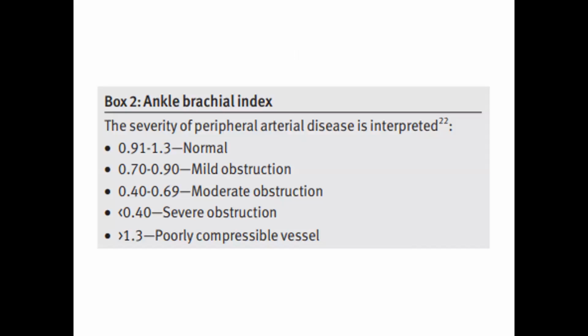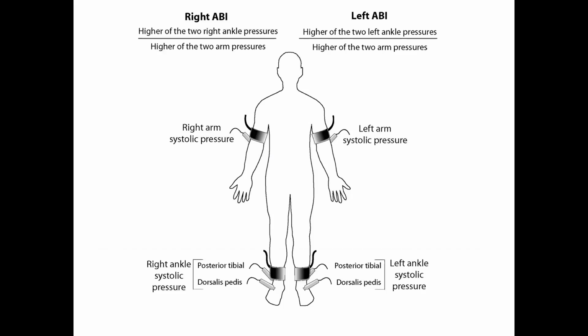This is the severity of peripheral artery disease as interpreted by the ankle brachial index. I have told you the normal value, and these are the mild, moderate, and severe categories according to the levels you can see. You can always find this categorization elsewhere in books and on the internet as well.